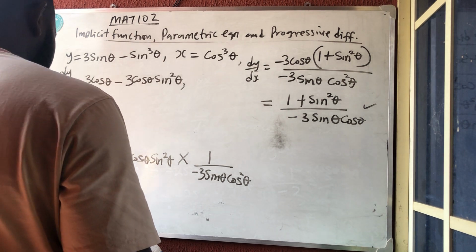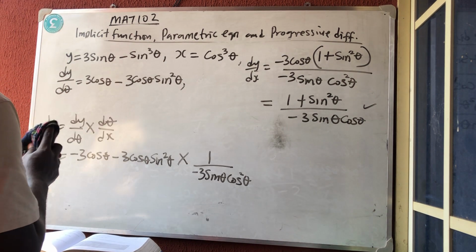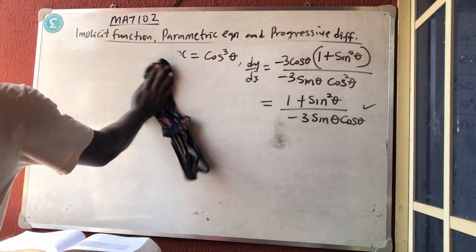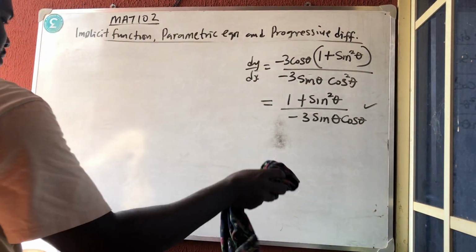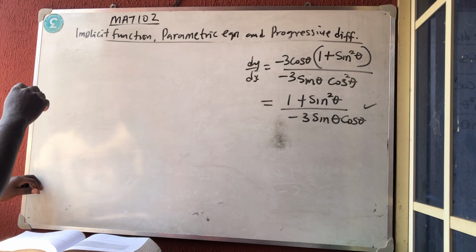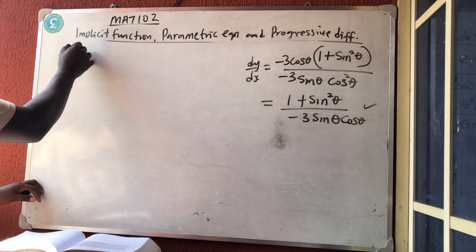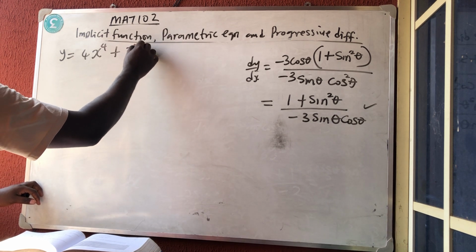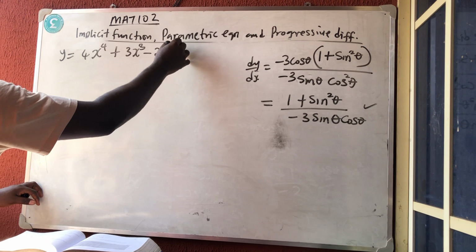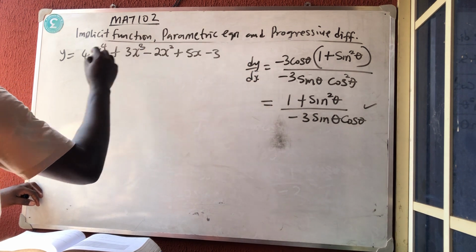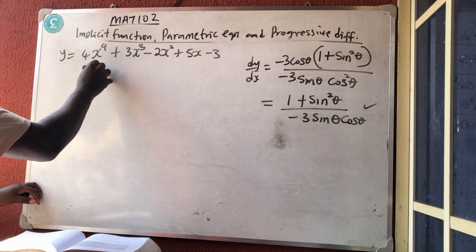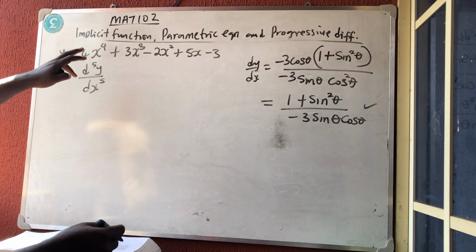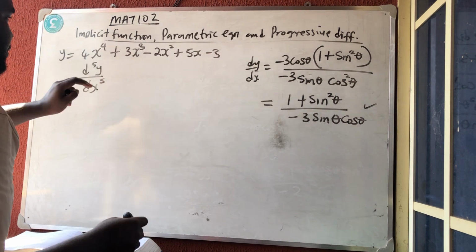Okay, the last one is progressive differentiation, which is even the simplest. Okay, I'm going to just show you 2 examples. If y is equal to maybe 4x raised to the power of 4 plus 3x cubed minus 2x squared plus 5x minus 3, then I said find the d5y over dx5. So that's why they call it progressive. It means differentiate this thing 5 times, get the 5th derivative.